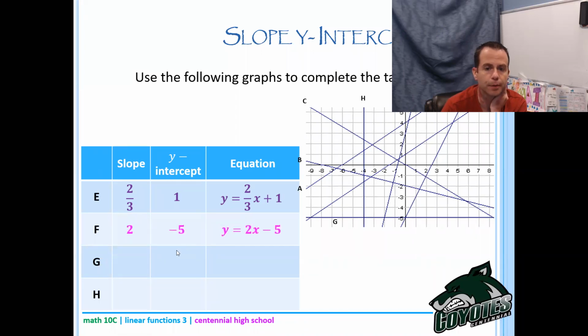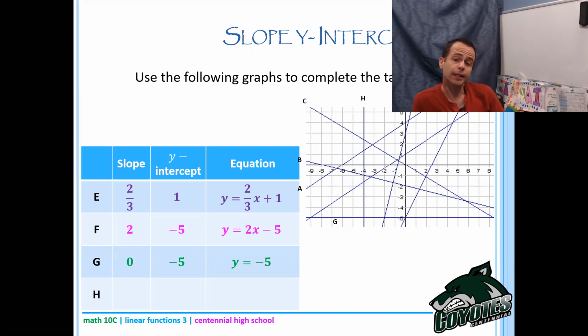you got a slope of 2 and a y-intercept of -5, and so that creates the equation y equals 2x minus 5. For g, you have a slope of 0. Why did I say that? Because you can see it's a horizontal line. It's no rise and all run, okay? The y-intercept is -5, and so the equation becomes y equals -5.